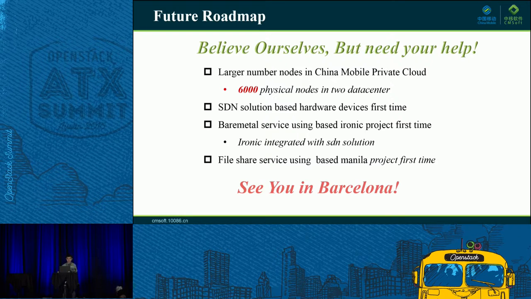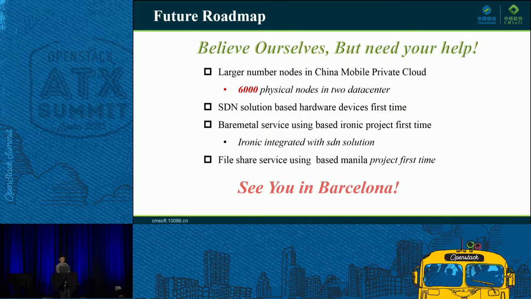Our private cloud is larger, about 6,000 physical nodes in 2 data centers. Each data center contains 3,000 nodes. And we will use an SDN solution based on hardware devices. I think in China, it's the first time in a private cloud at large scale. And we will use bare metal service based on the Ironic project.